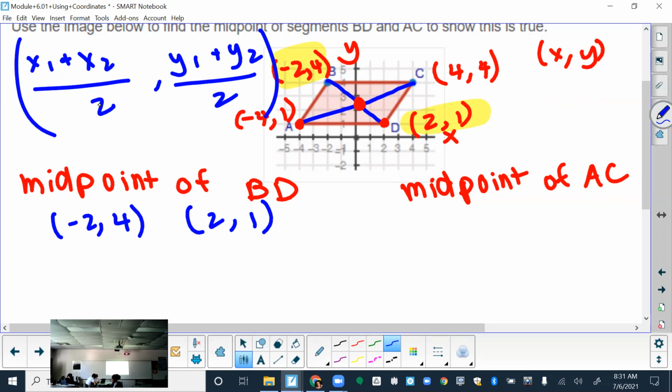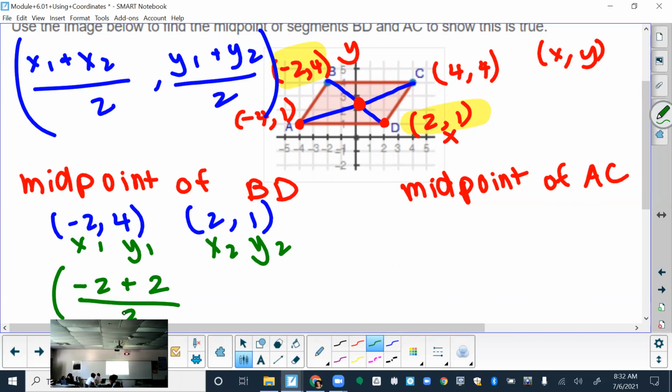All right, so plugging it into this formula, I should always label my coordinates first. Pick one of them to be your x1, y1, the other to be your x2, y2. So what did we say is x1? -2. It's this one right here. You might have it flipped, that's fine. But the way we labeled it, it's -2 plus 2, because that's what x2 is. Always divided by 2, because that's what's in our formula here.